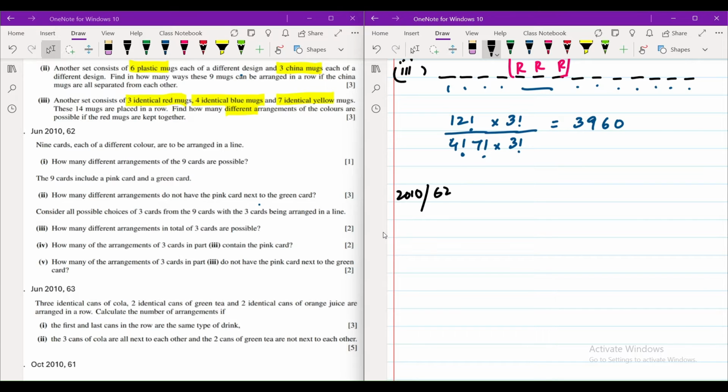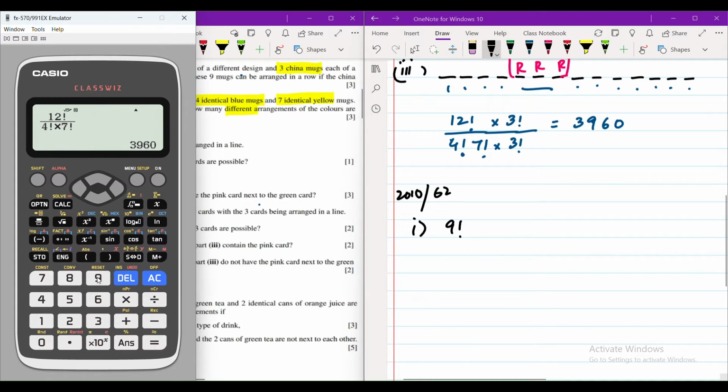9 cards, each of a different color, are to be arranged in a line. How many different arrangements of the 9 cards are possible? So all of them are different colors, so obviously 9 factorial arrangements, right? So 9 factorial arrangements, 3, 6, 2, 8, 8, 0.